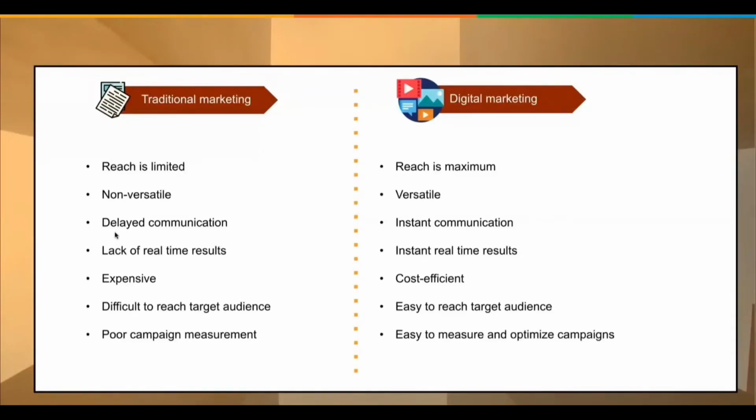And then with traditional marketing, poor campaign measurement. With digital, you have easy to measure and optimize campaigns. And what we really mean by that is because you get instant real-time results, because you can control costs, because you can reach your target audience more easily, all those are a result of you can measure and optimize. Based on what our audience is seeing and how much they're spending to see it, we can quickly make adjustments in order to optimize the campaign for better performance. So that's generally what that means. That's a culmination of pretty much everything that we've listed as a benefit for digital marketing.